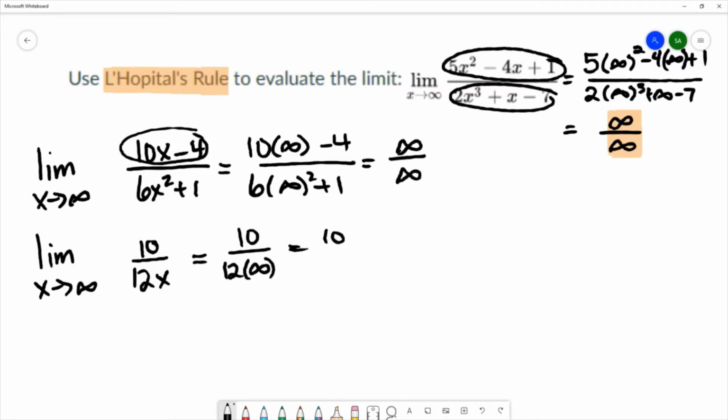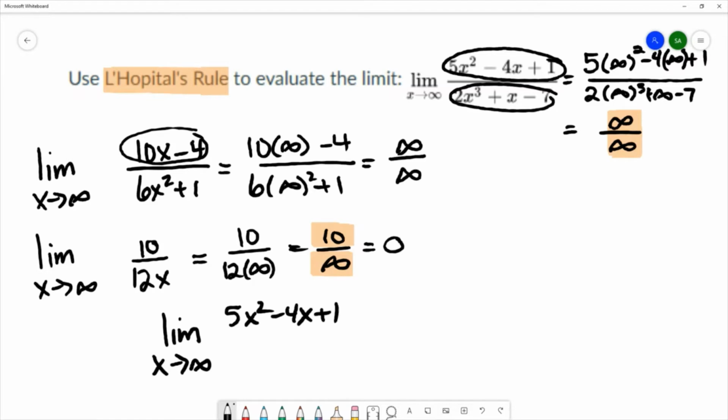That's 10 over infinity. And we know that if we have a fixed value in the numerator and our denominator goes to infinity, that means this overall fraction is approaching 0. So using L'Hopital's rule, we found that the limit as x approaches infinity of 5x squared minus 4x plus 1 over 2x cubed plus x minus 7 is equal to 0.